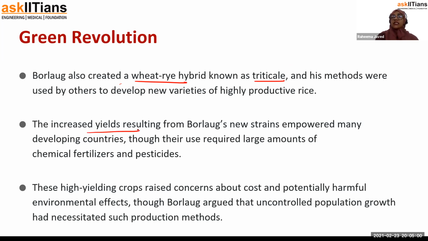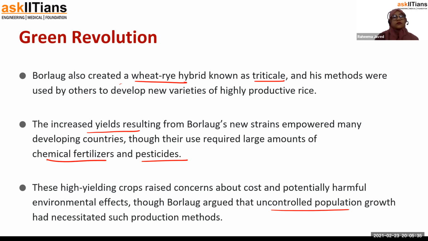This increased yields that resulted from Borlaug's new strains empowered many developing countries, though their use required large amount of chemical fertilizers and pesticides. These high yielding varieties therefore raised concerns about cost and potentially harmful environmental effects, though Borlaug argued that uncontrolled population growth had necessitated such production methods. So this is the story about the Green Revolution.